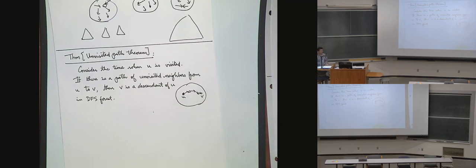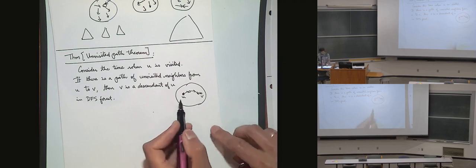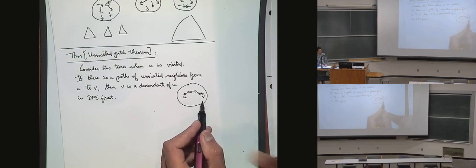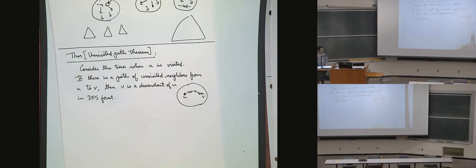Okay, so what is this saying? It says, suppose there is some path of unvisited vertices from U to V, then it is guaranteed that V is going to be a descendant of U. That's what the statement is saying. Okay?